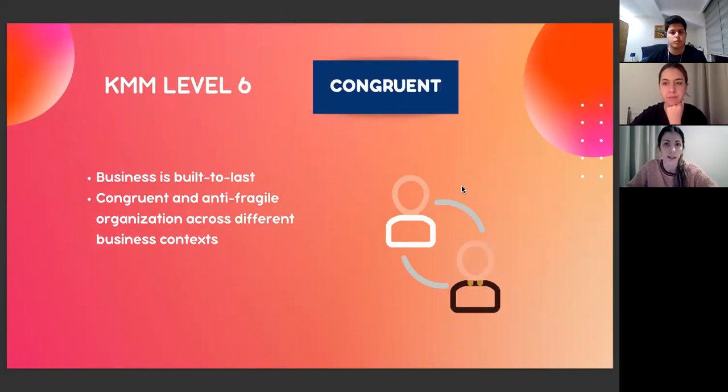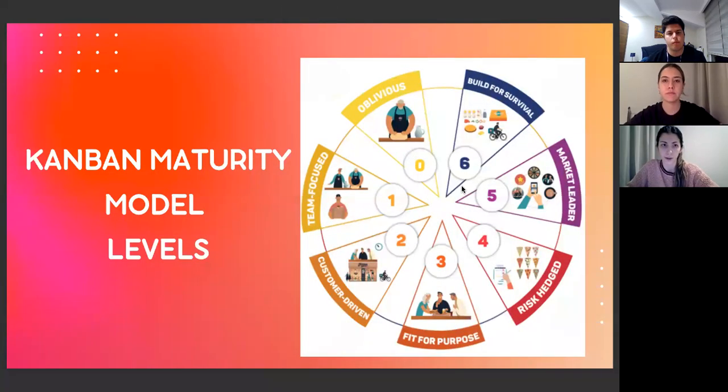At level 6, the last one, congruent, business is built to last, and it is a congruent and anti-fragile organization across different business contexts. And now my friend will talk about the Kanban maturity model. Hello everyone. As another way of using the Kanban maturity model levels, the levels are named respectively as in the image: Oblivious, team-focused, customer-driven, fit-for-purpose, risk-hedged, market leader, built for survival.